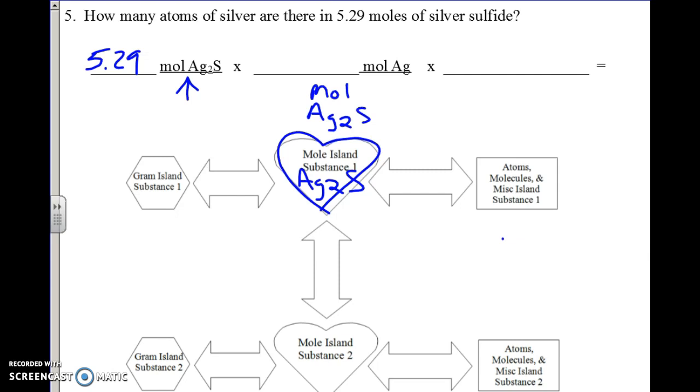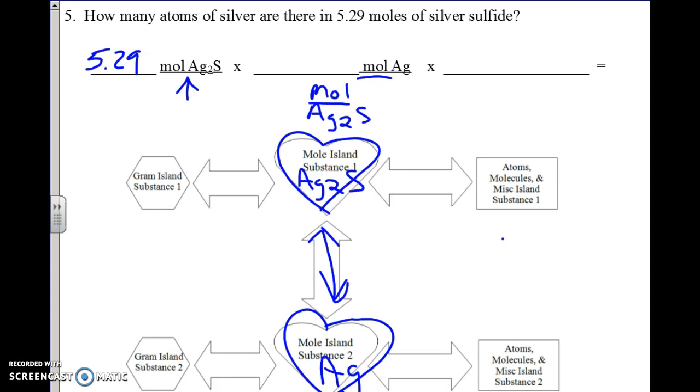And in this problem, we're going to be going to atoms of silver. Silver and silver sulfide are not the same thing, so we're going to go to a second substance. This substance down here is what they want us to go to, which is going to be Ag, or silver. So we are going to go to moles of silver, and we are going to go across this bridge. So we go from moles to moles. We're going from one substance to the next.